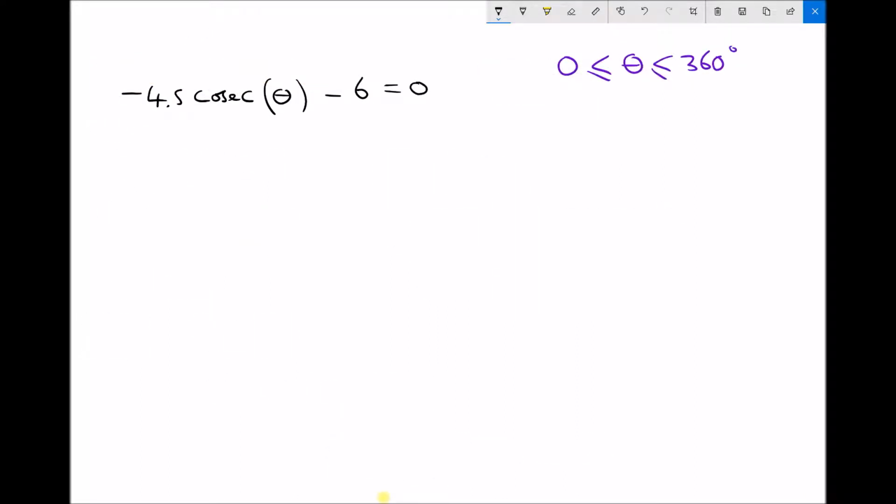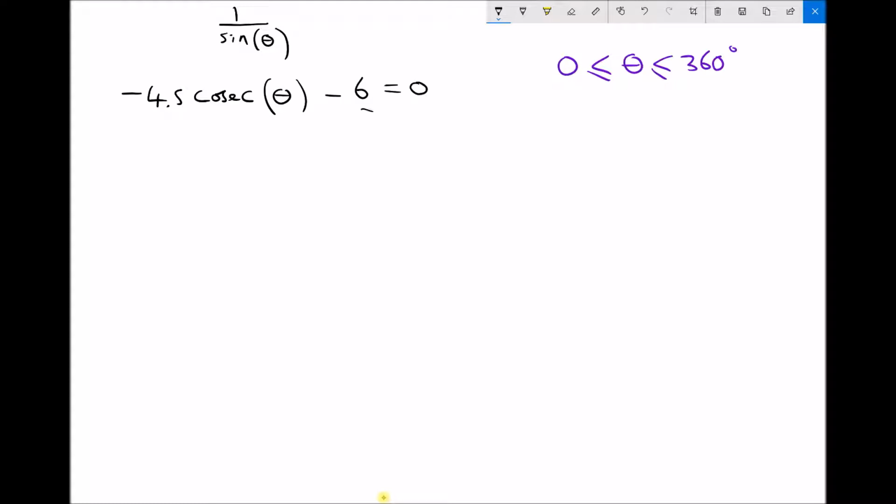Now in this example we're going to look at one of the reciprocal trigonometric functions, and in particular we're looking at a function involving cosec theta. Now just as a reminder, cosec theta is the same as 1 over sine theta. It's the reciprocal of sine theta. Now the first steps are exactly the same. What we want to do is rearrange that equation to make cosec theta the subject.